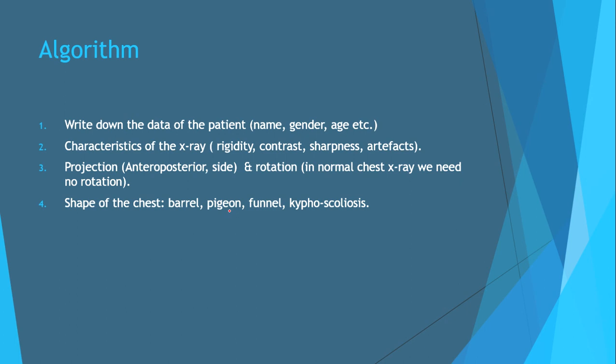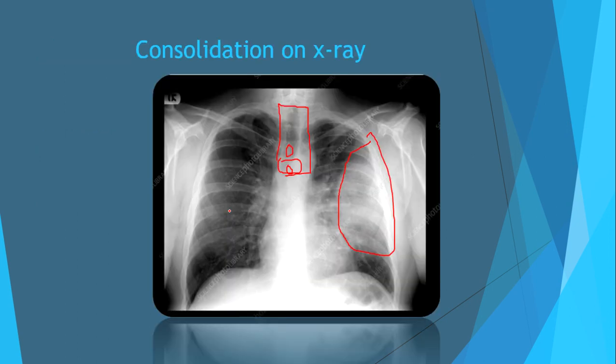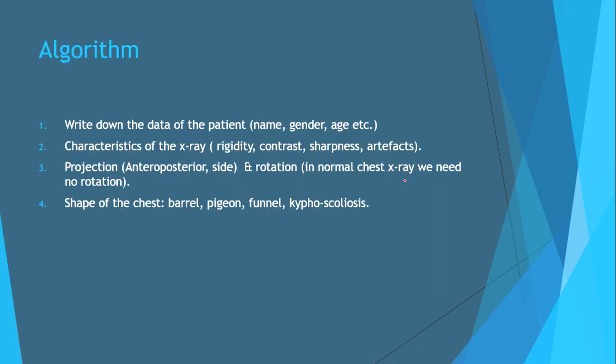Projection: anteroposterior or side, and rotation. In a normal chest X-ray we need no rotation. We can assess the rotation by the level of the clavicles. If the clavicles are at an equal level, there is no rotation on this picture. Shape of the chest: barrel, pigeon, funnel, and kyphoscoliosis.